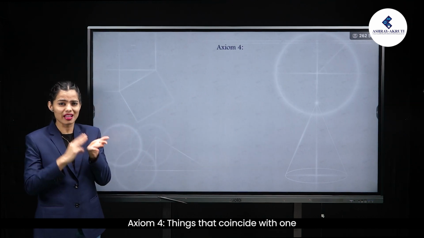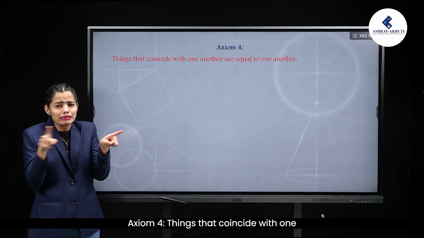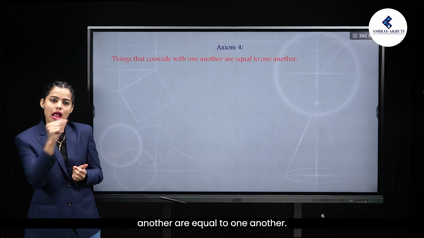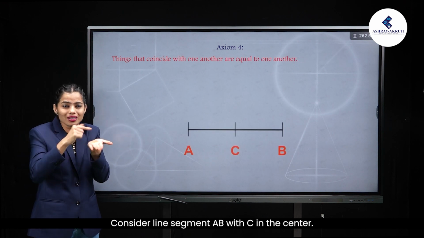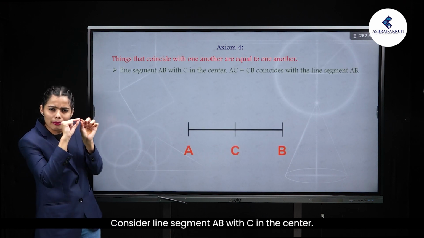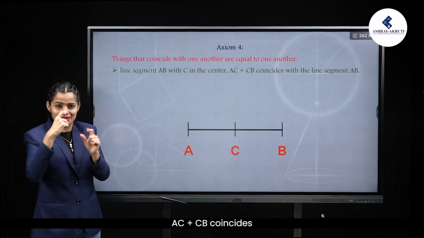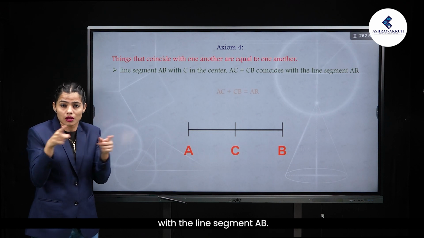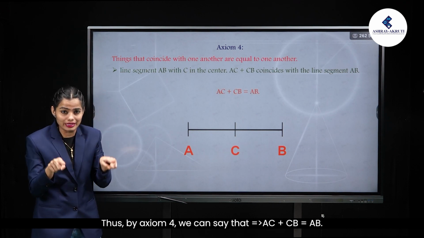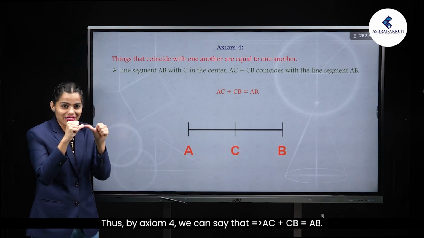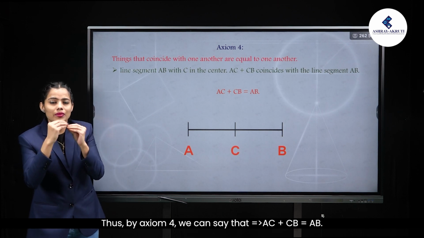Axiom 4. Things that coincide with one another are equal to one another. Consider line segment AB with C in the center. AC plus CB coincides with the line segment AB. Thus, by axiom 4, we can say that AC plus CB is equal to AB.